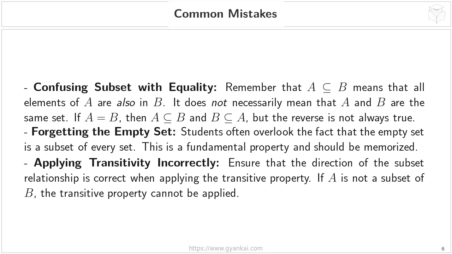Remember the transitive property? If A is a subset of B, and B is a subset of C, then A is a subset of C, but this only works if the subset relationships are correctly established in the first place. You need to make sure that A is actually a subset of B before you can use the transitive property to conclude that A is a subset of C. The direction matters. If A is not a subset of B, you can't apply the transitive property, even if B is a subset of C. So, keep these common pitfalls in mind as you practice, and you'll be well on your way to mastering the properties of subsets.